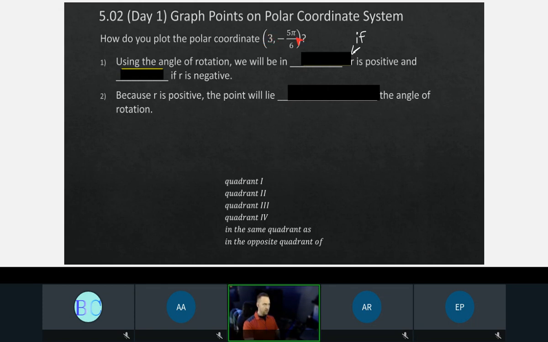And don't forget, this is your R value, and this is your theta. So on this problem, be very careful. Using this angle of rotation, it's negative 5 pi over 6, so we are going to rotate clockwise a total of 5 pi over 6, which is 150 degrees. That means it puts us at what radian value? Everyone should have the unit circle. 7 pi over 6. You are correct, Antonio. 7 pi over 6. All right, so that's where we are right now. So using the angle of rotation, we will be in blank if R is positive. What's that first blank, you think?